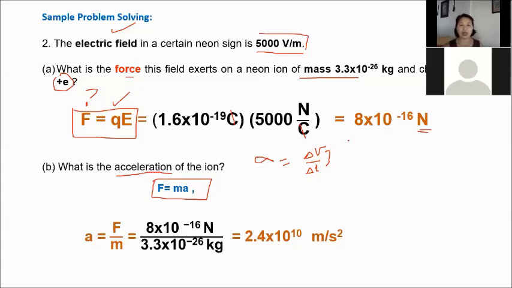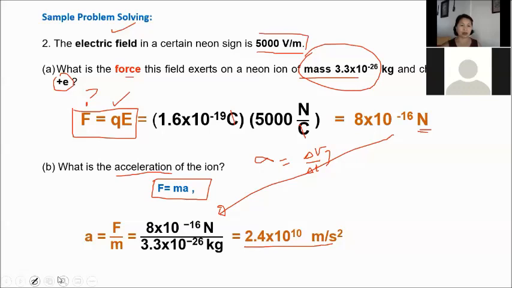Next is to plug in the given. We are given the force. Solve for a, and use the mass of the neon ion, 3 to the negative 6. Again, use your calculator to solve for acceleration. The value therefore is 2.4 times 10 to the power of 10 meters per second squared.